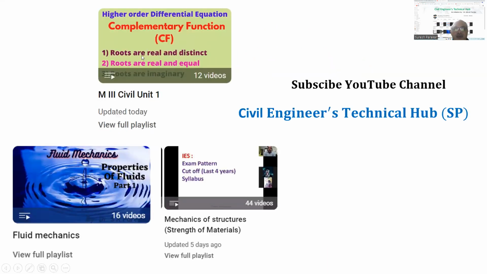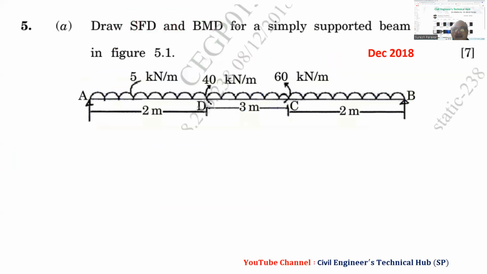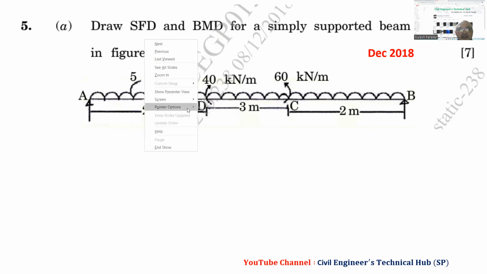So you can go to this playlist. Here you can have M3 questions on the first part of Unit 1, that is complementary function and particular integral. And then we have strength of material, that is mechanics of structure, and some part of fluid mechanics. So now we will go with this question.